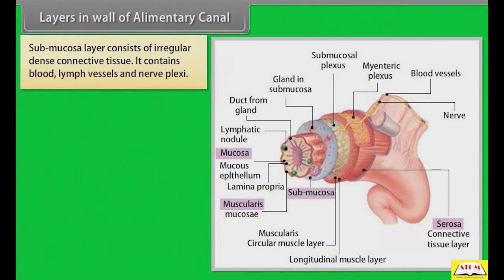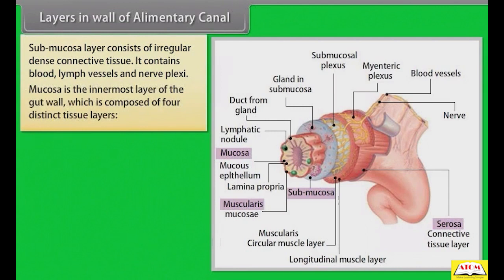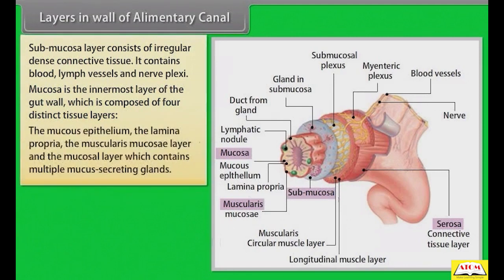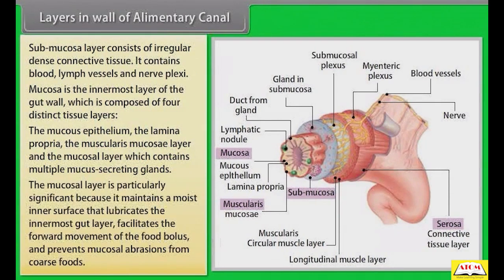Submucosa layer consists of irregular dense connective tissue. It contains blood and lymph vessels and nerve plexi. Mucosa is the innermost layer of the gut wall, which is composed of 4 distinct tissue layers: the mucous epithelium, the lamina propria, the muscularis mucosae layer, and the mucosal layer, which contains multiple mucus-secreting glands. The mucosal layer is particularly significant because it maintains a moist inner surface that lubricates the innermost gut layer, facilitates the forward movement of the food bolus, and prevents mucosal abrasions from coarse foods.